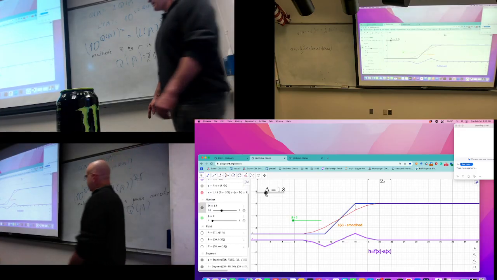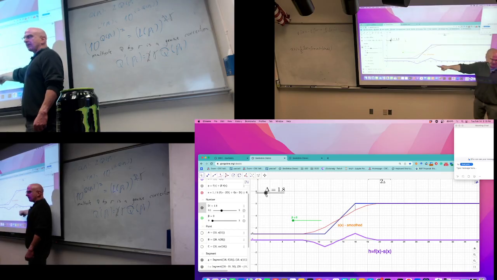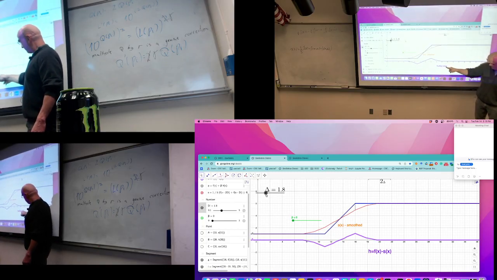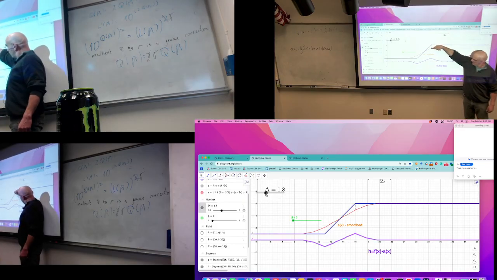And now look at the high frequency. What is a high frequency? The high pass. Look at f of x minus s of x: the function minus the smoothed, the averaged function. The function minus the smoothed value at this function.